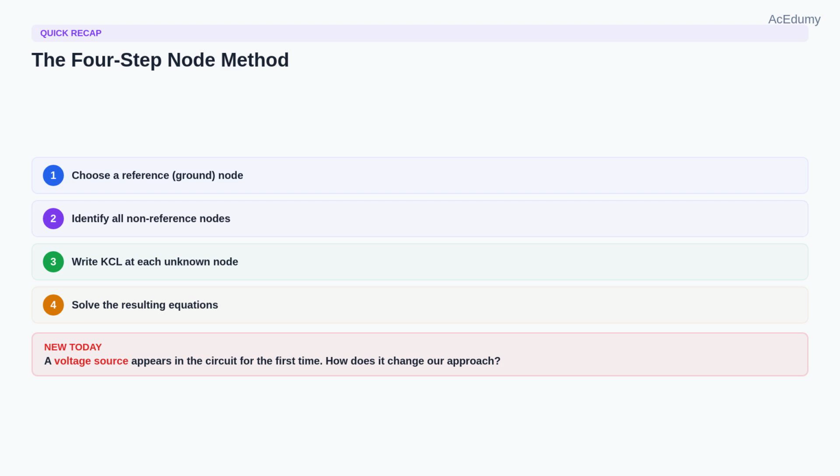In our previous examples, every circuit had only resistors and current sources. That made nodal analysis straightforward. Resistor currents are simply voltage over resistance, and current sources plug directly into KCL. Today, a new element appears, a voltage source. The question is, how does a voltage source affect the node method?